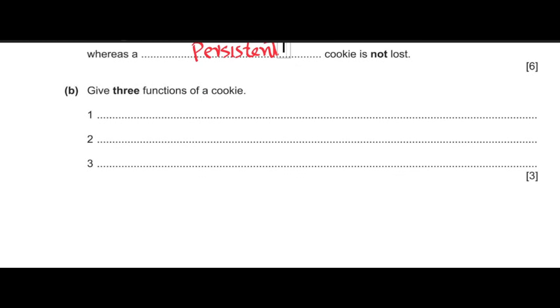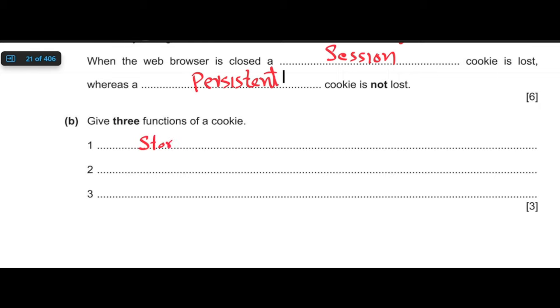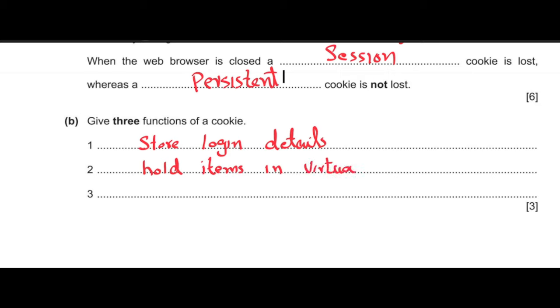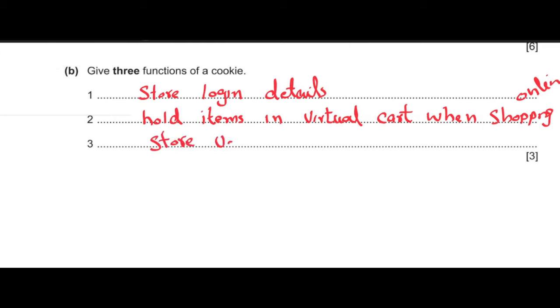Give three functions of cookies. What are the three functions of cookies? The first function could be to store the user's login details and hold items in a virtual cart when shopping online. And store the user preferences. It can also be used to store user preferences for a website. These are the features of the cookie. Let's move to the next question.